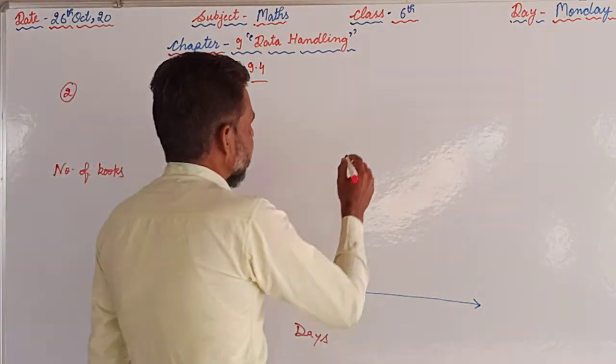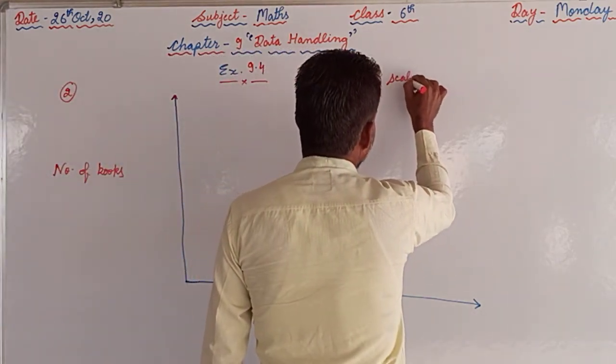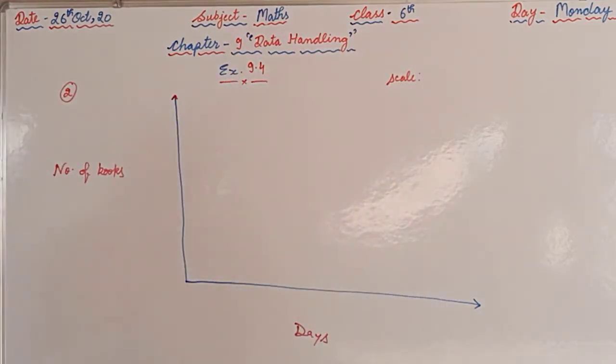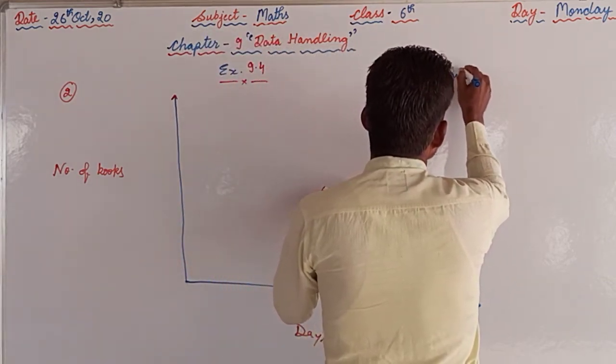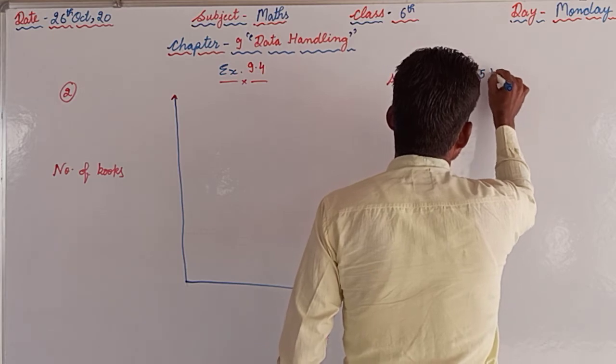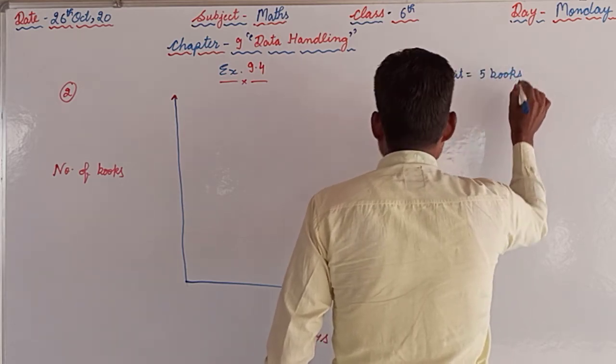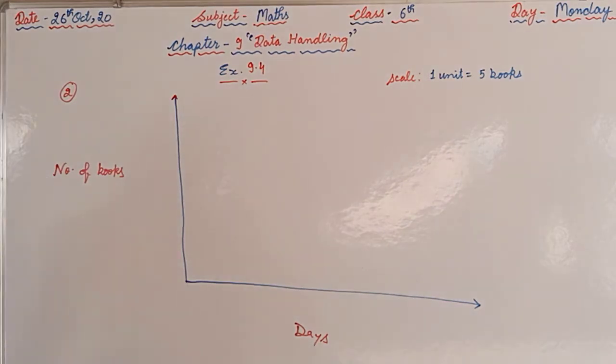Now we are supposed to select the scale. For the scale we will see that the number of books 65, 40, 30, 50, 20, 70 are the multiples of 5. So we can select again the same scale, that is 1 unit is equals to 5 books. Why we are choosing 5 books? Because on Sunday we are having 65 books. We can take the 10 books also, but 5 books will be more convenient.